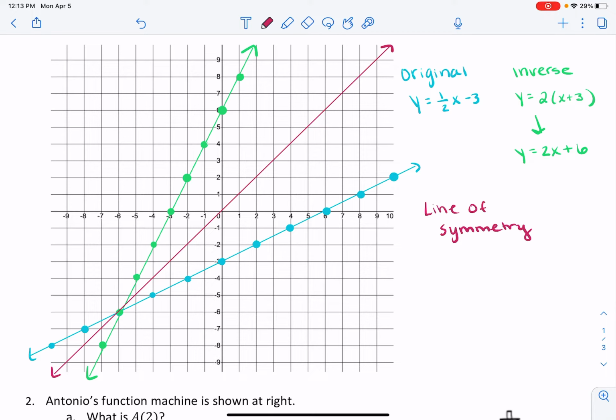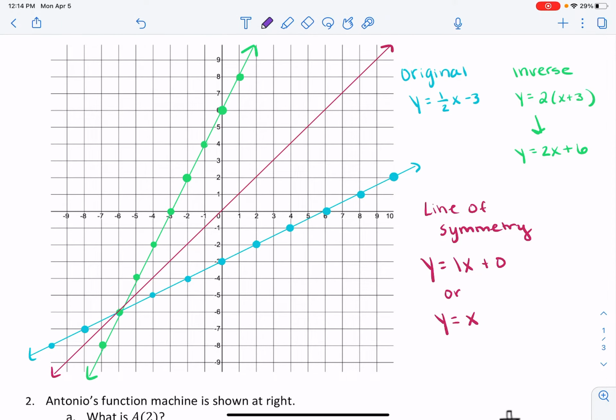And that line is y equals, so it's going up 1 over 1 each time. If you look, up 1 over 1. So my slope is 1. And then it goes through 0 on the y-intercept, so my b is 0. So that's also the same thing as y is equal to just x. Okay, and that's our line of symmetry.